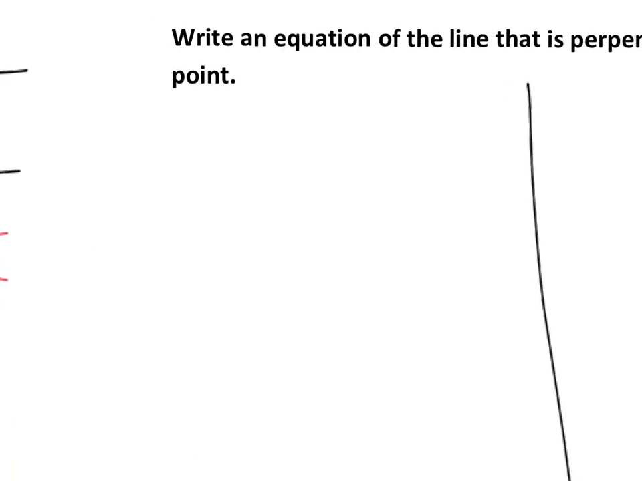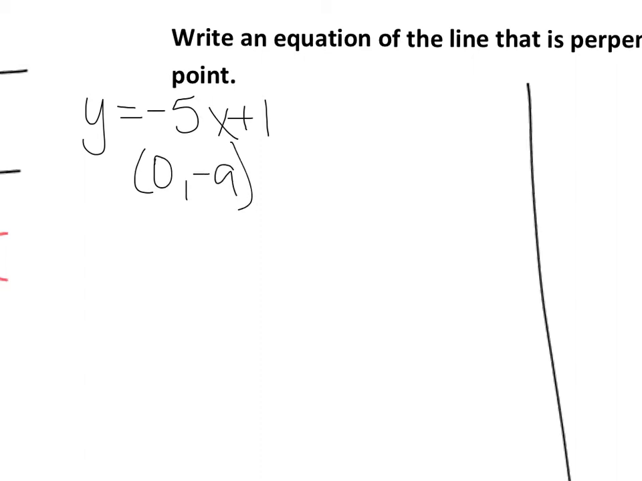Okay, so the equation that we're going to be looking at is y equals negative 5x plus 1 and passes through the point (0, -9). Now the slope of this line is negative 5. If I want to write an equation of a line perpendicular to this line, its slope is going to have to be the negative reciprocal. Now first off, I notice that this slope is already negative, so I know my new slope is going to be positive. And the reciprocal of 5 is 1/5. So the slope of my new line is going to be 1/5, the negative reciprocal of negative 5.